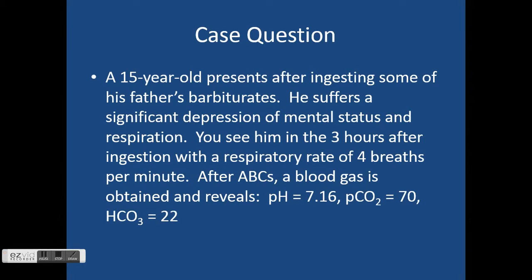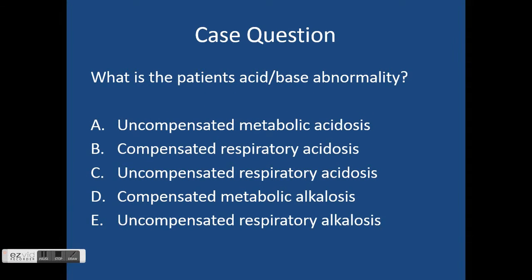Okay. So what I'd like to go through now is just a couple of questions to bring out some of these teaching points a little bit more. So a 15-year-old presents after ingesting some of his father's barbiturates. He suffered significant depression of his mental status and respirations. You see him actually 3 hours after ingestion where he has a respiratory rate of 4. After his ABCs are evaluated and corrected, a blood gas is obtained and reveals the following. His pH is 7.16, his PCO2 is 70, and his bicarb is 22. So, what is the patient's acid-base abnormality?